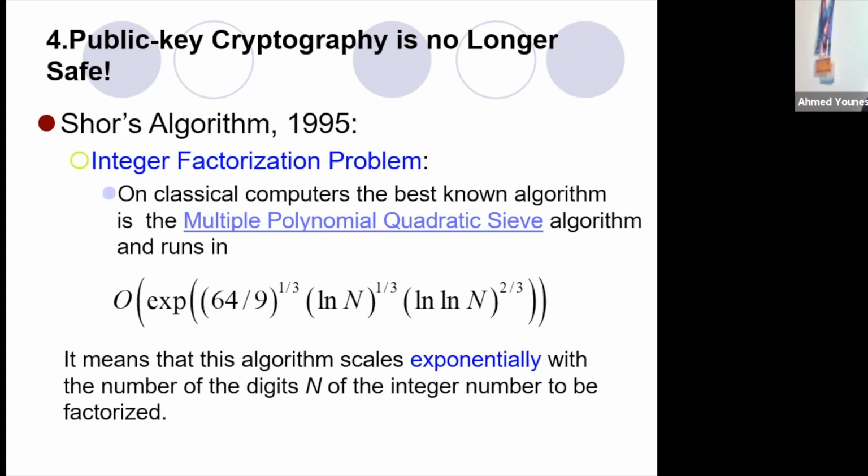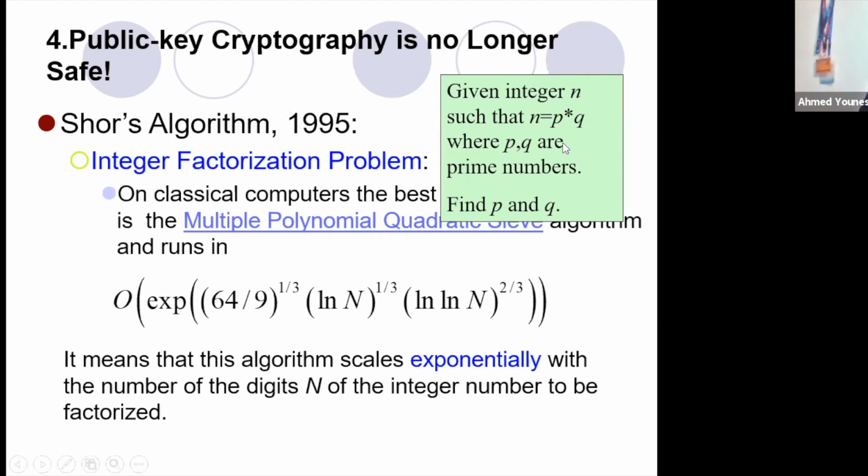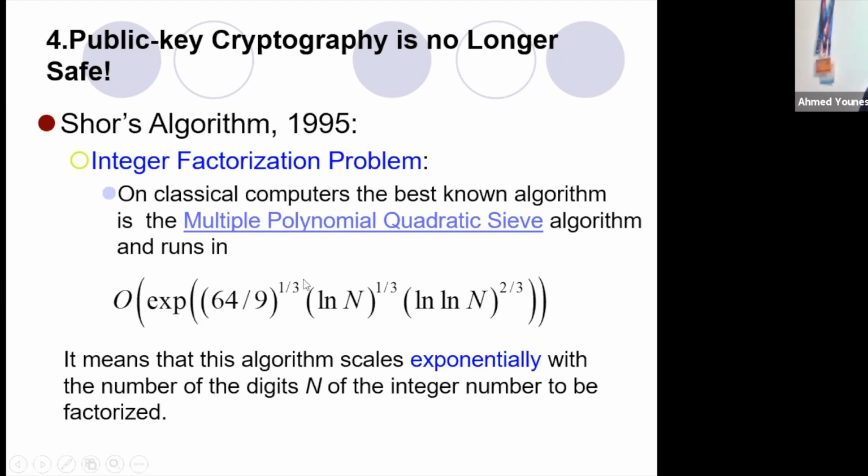Let me quickly tell you what the integer factorization problem is, and why it is very important in computer science. The problem is that if you have two prime numbers, p and q, multiplied by each other, we have n. What if I hide p and q from you and give you n? p and q must be prime numbers. Can you find p and q from n? Actually, this problem is very hard. It is classified as NP on classical computers because the best known algorithm to solve this problem has this complexity, where n here is the number of digits of the number we are trying to factorize.